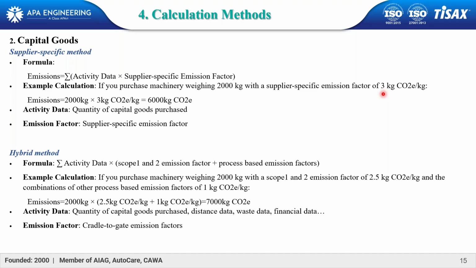In the hybrid method, we combine scope 1 and 2 methods and other process-based emissions, as we saw in the previous purchased goods method. So this is a similar one. We use scope 1 and 2 emission factors of that machinery and other process emissions that are involved during the production of that particular machinery. So the emission factor required here will be the cradle to gate emission factors of the machinery.